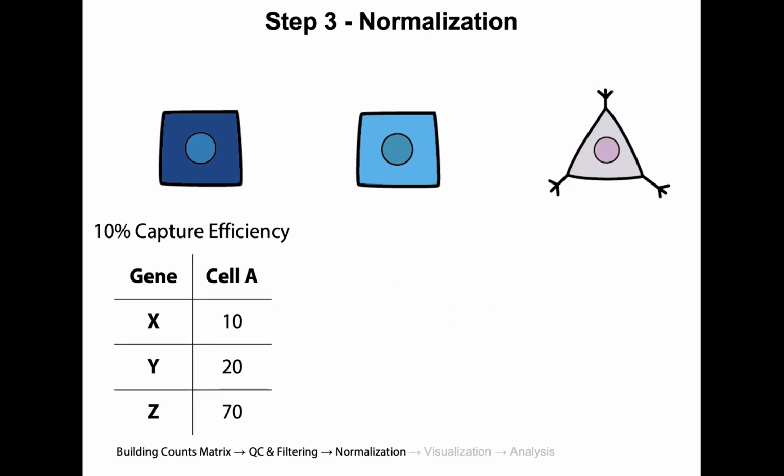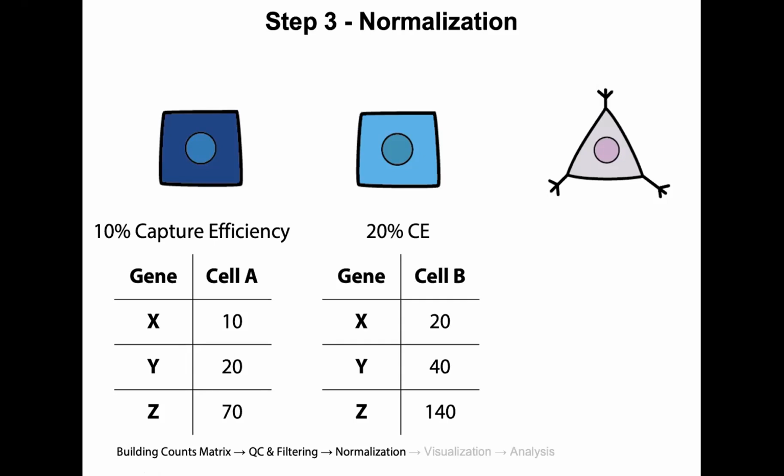For the first blue cell, let's imagine that we're capturing 10% of the total messenger RNA in the cell. So we have here a cell A, and we're measuring 3 different genes in it, X, Y, and Z. Maybe we detect 10 transcripts of gene X, 20 transcripts of gene Y, and 70 transcripts of gene Z. Here we know that this is the capture efficiency, but we want to understand the ratio of those expression levels within that cell. I'm going to suggest to you that that ratio is maybe more important than the absolute numbers.